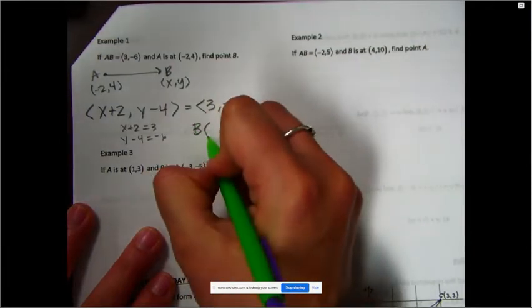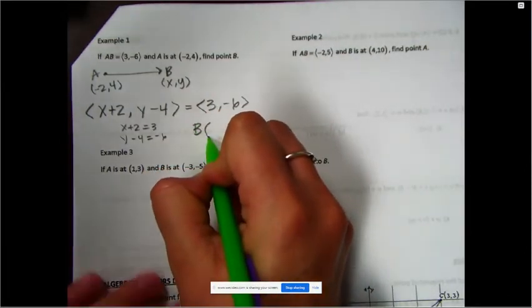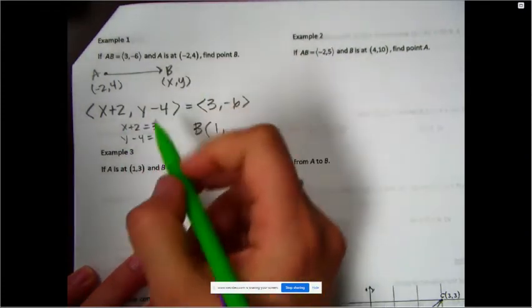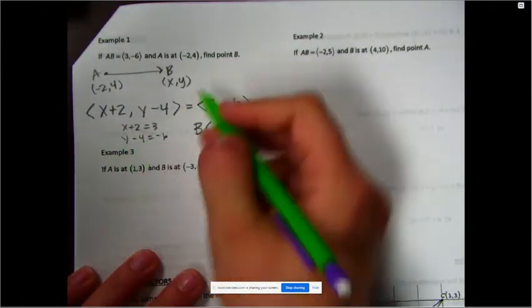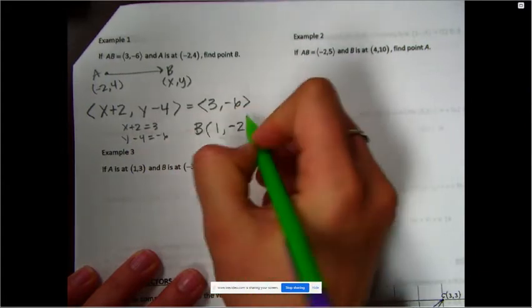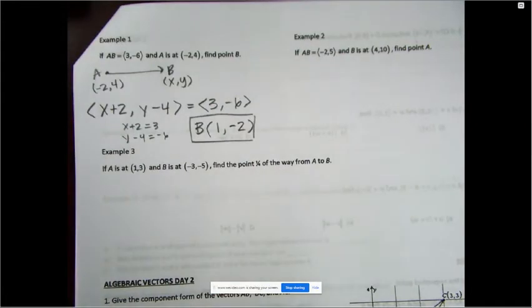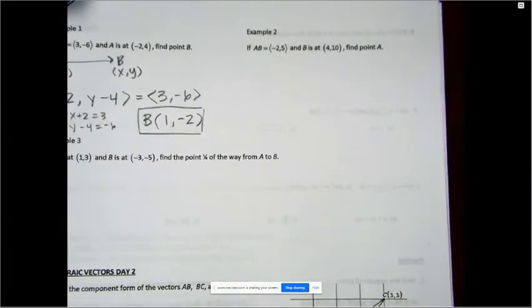So we're going to use parentheses, not those arrows. And then 1 plus 2 is 3. And negative 2 minus 4 is negative 6. So B is at 1, negative 2. Okay, y'all try example 2. Pause the video, give it a try, and then we'll check our answer.